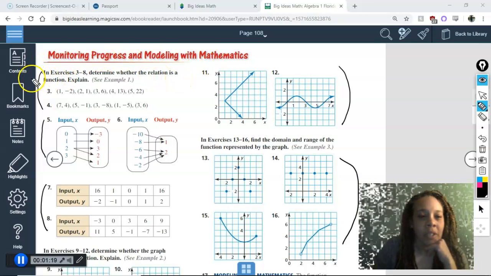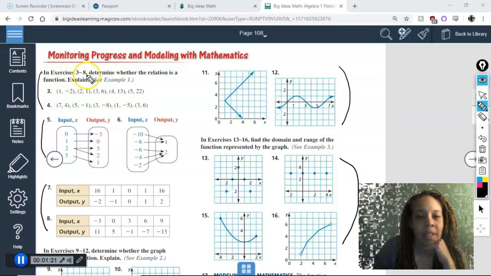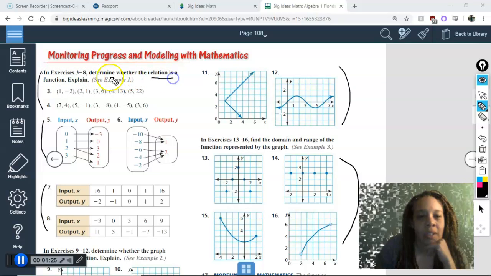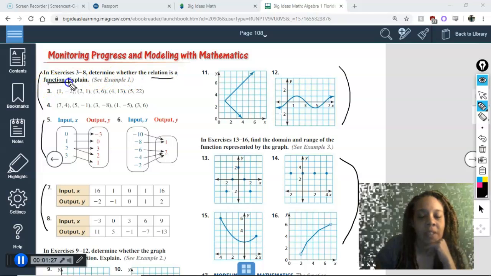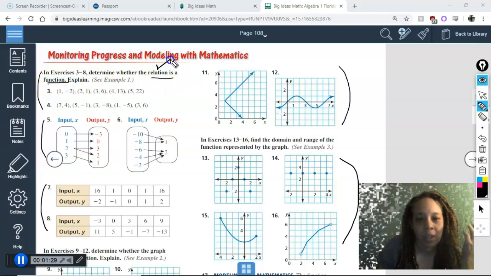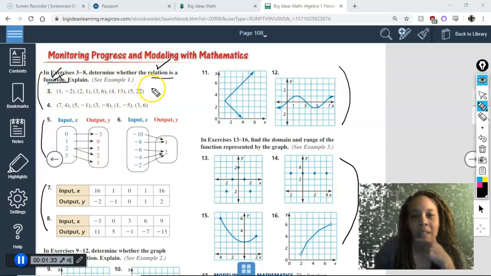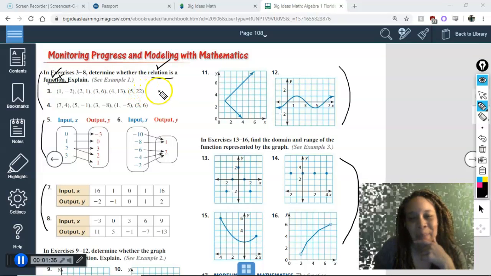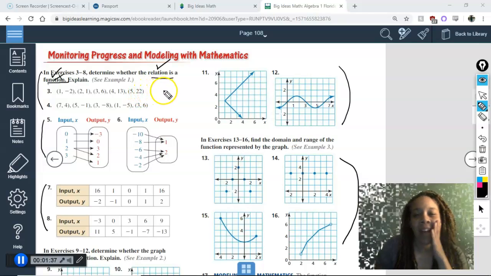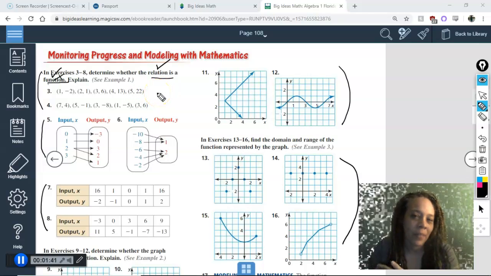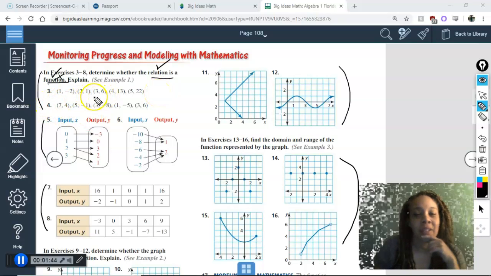Second thing you have to do is look at the directions. It says here in exercises 3 through 8, determine whether the relation is a function. The first thing to note is that they're all relations, but some of them may or may not be a function. Here's what that means: every one of your x values can only be paired with one y value. Let's figure out how to determine this.